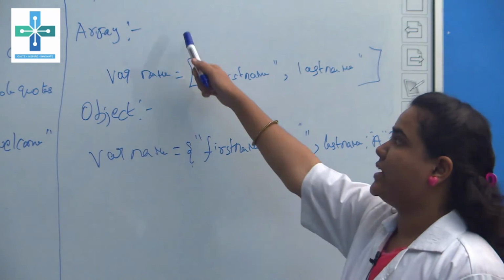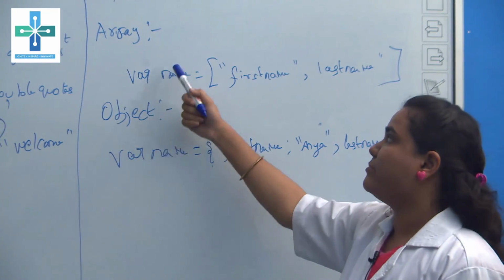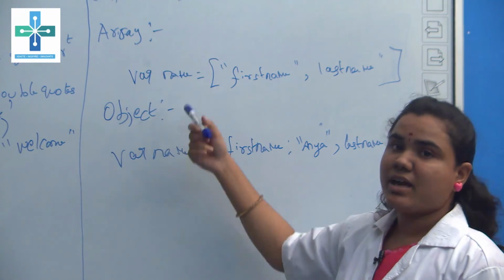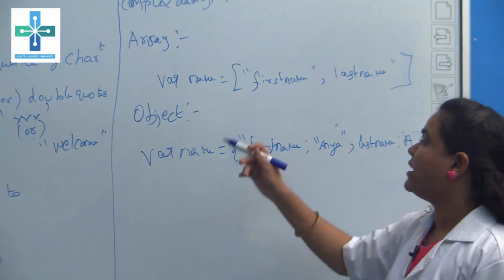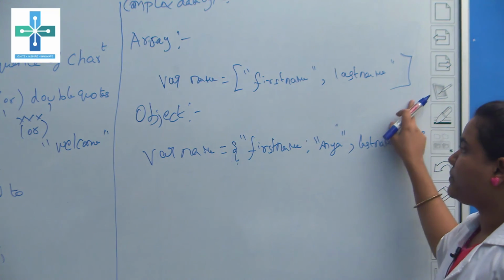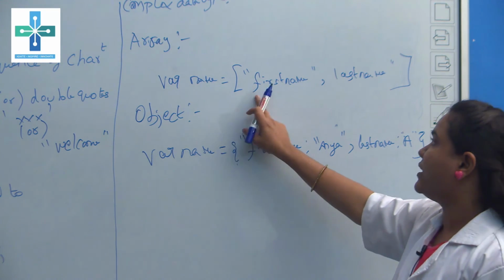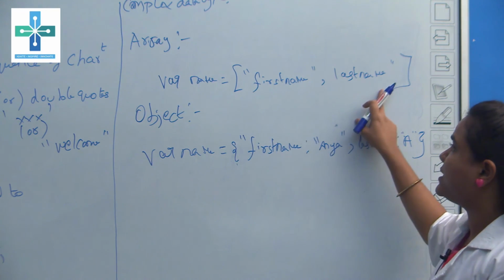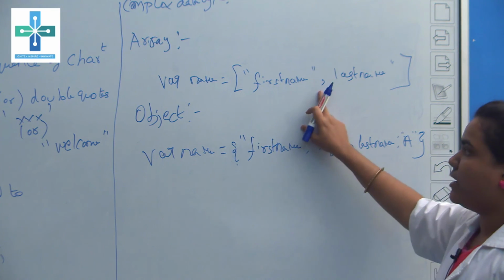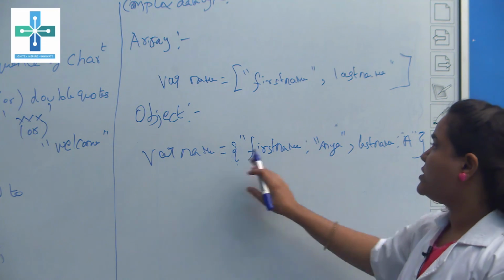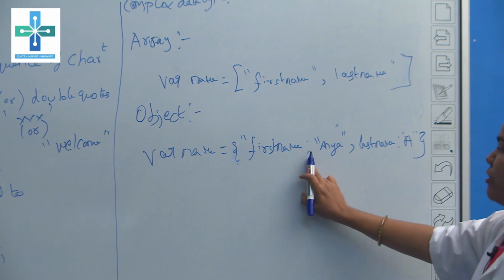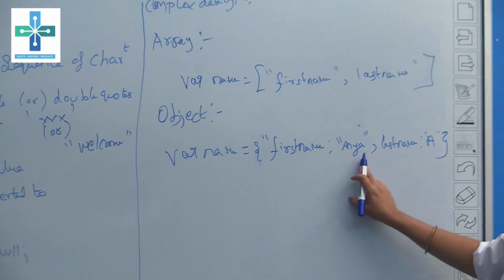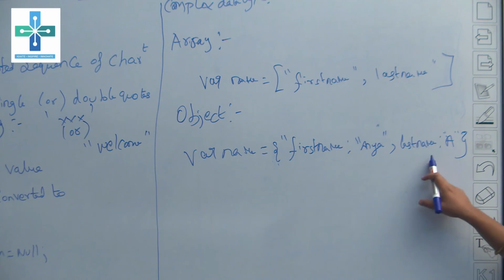So next are the complex data types. Complex data types can be classified in 2 ways: arrays and objects. We can use arrays like this. Whenever you use arrays, we use square brackets. In the square brackets, I write the first name and the last name. Items are separated by commas. And then for an object, we use curly braces. The values must be paired with the colon symbol. So for first name, I pass the value Anya, and the last name will be A.